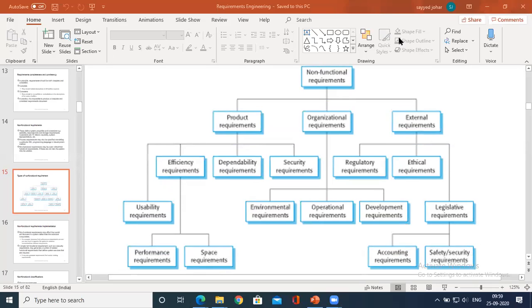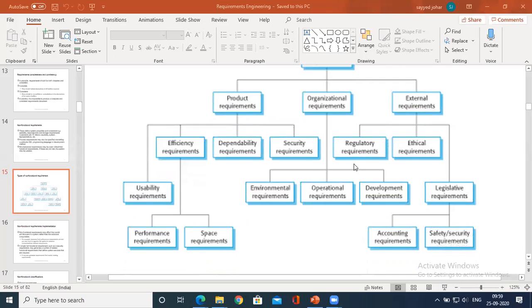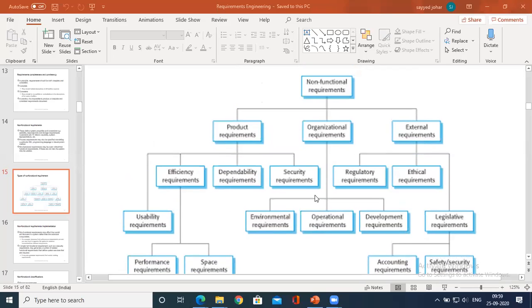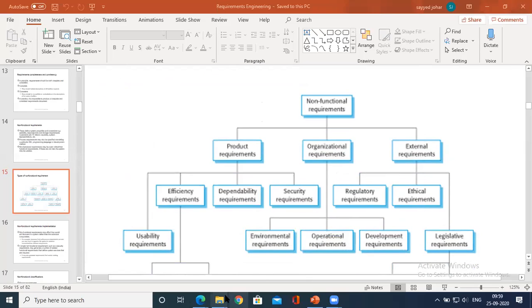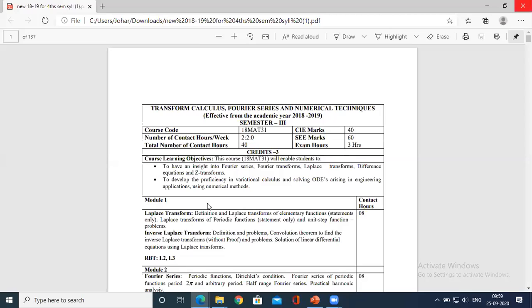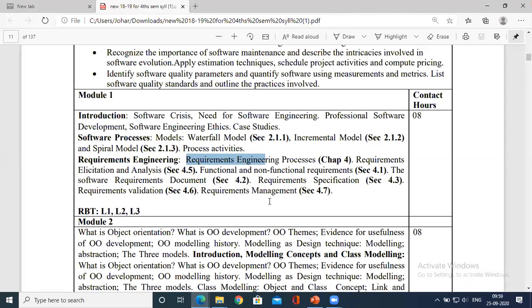Hope all of you have given the attendance. So this is one of the hierarchical flows. What could be the types of non-functional requirement you need to go through. Those who have not given in the chat, they can give the attendance as present.